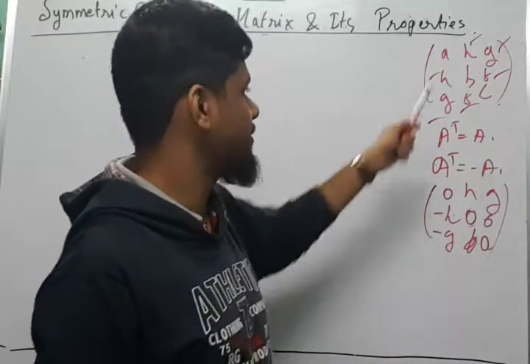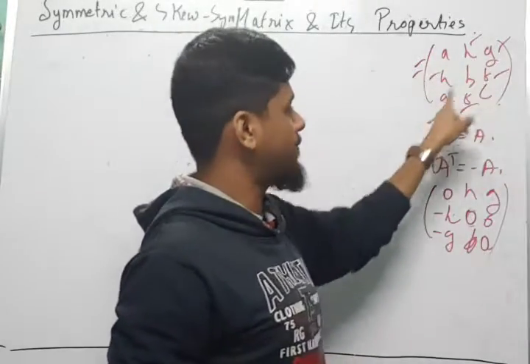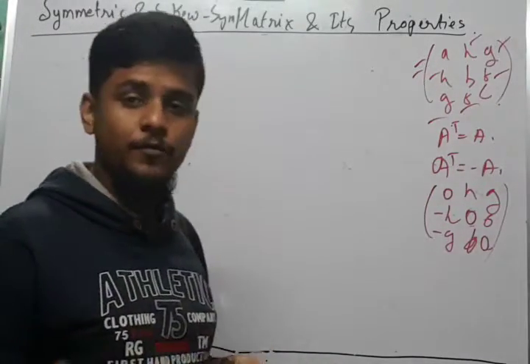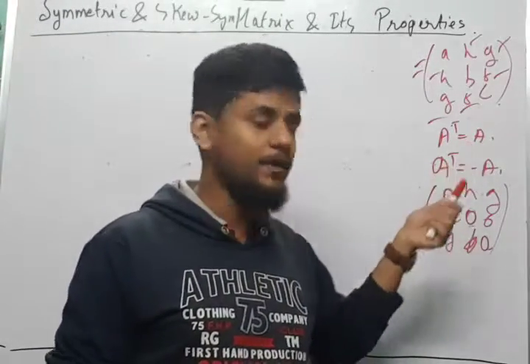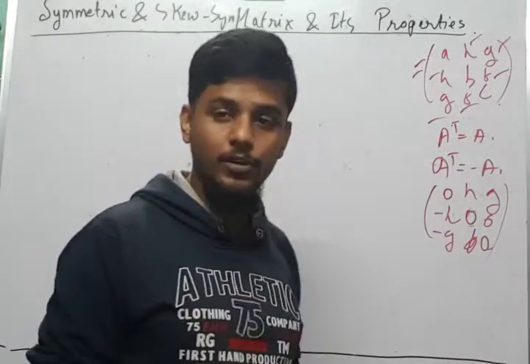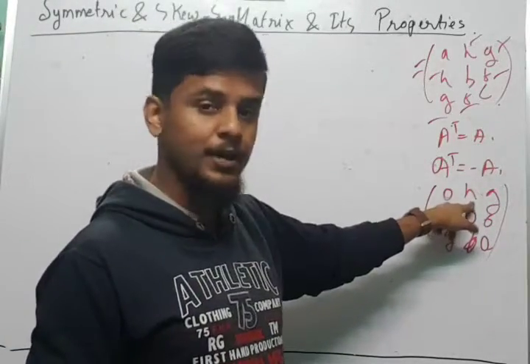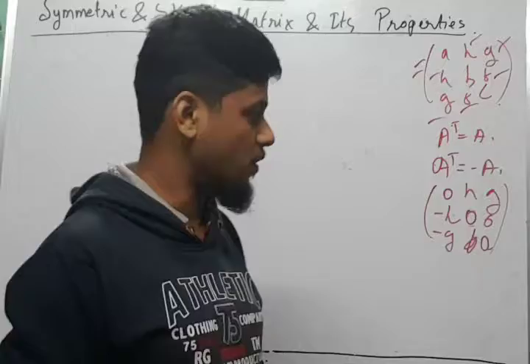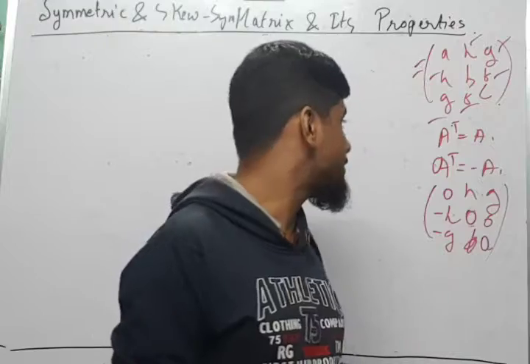So that implies that this matrix which you are given, A, H, G, H, B, F, then G, F, C, is basically an example of a symmetric matrix. And what happens in the case of a skew symmetric matrix? In a skew symmetric matrix, the transpose of the matrix is given by the negative of the matrix A. In that case, the diagonal elements are all equal to 0, and if this is H, the A12 element, then the A21 element will be the negative of the A12 element, given by minus H, and so on and so forth. So these are the examples associated with the symmetric matrix and the skew symmetric matrix.